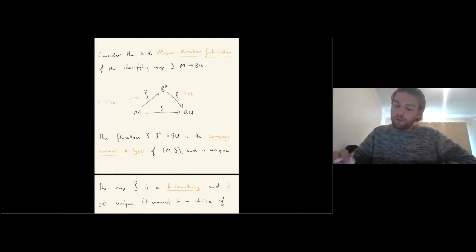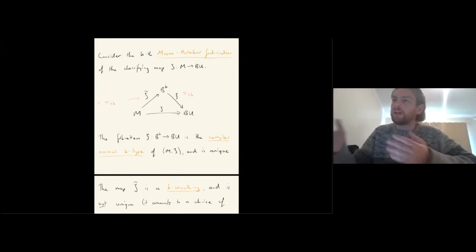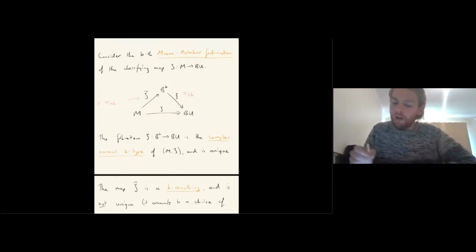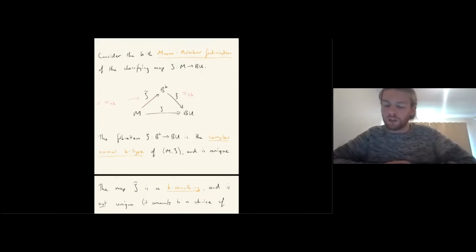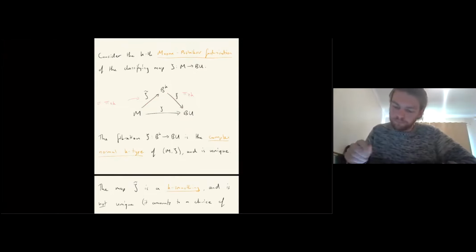And hopefully this picture looks somewhat familiar, because this is exactly the G-structure picture that we set up, where you have your map to BU, and then a fibration coming down here, and we're looking at lifts here. So you can picture this map here, which we call a k-smoothing, as picking a B-k structure on your stably complex manifold.